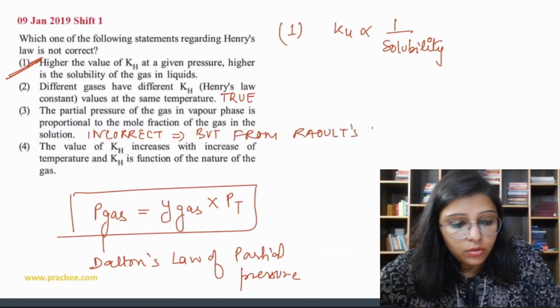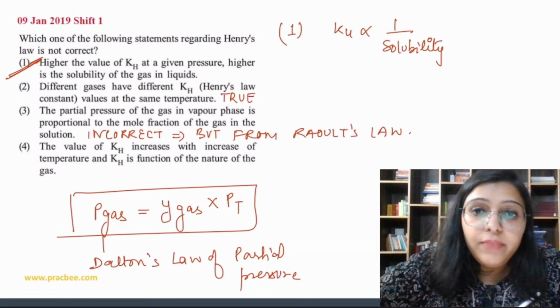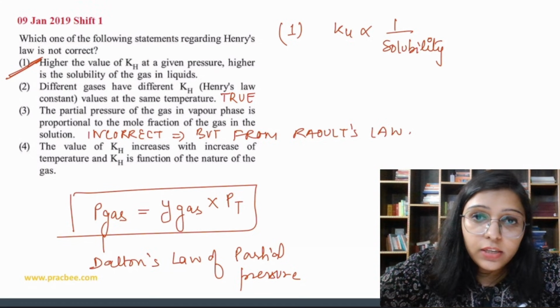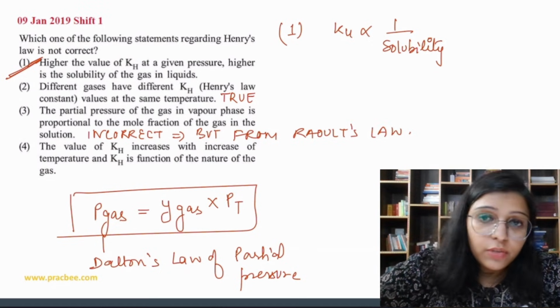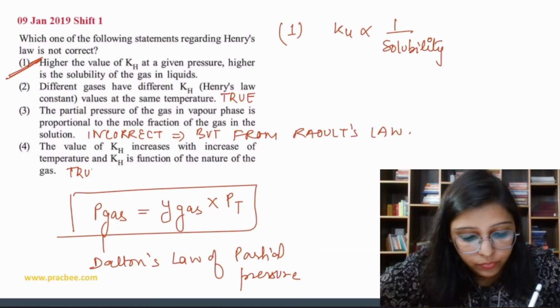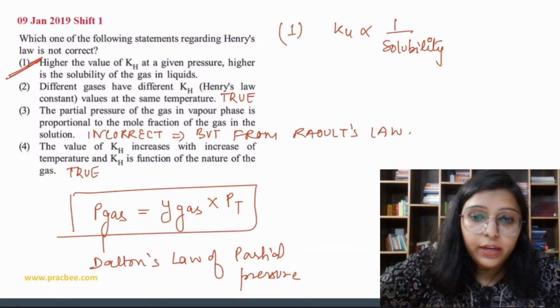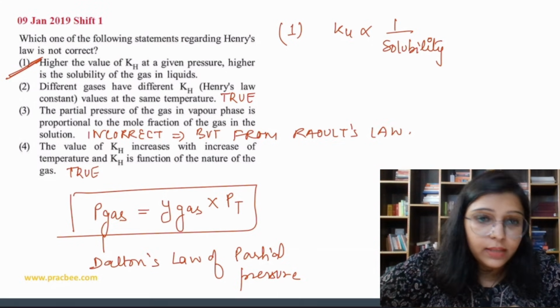Now next. The value of kH increases with increase of temperature and kH is a function of the nature of gas. This is true. kH value increases, right? So option 1 is going to be the correct answer.